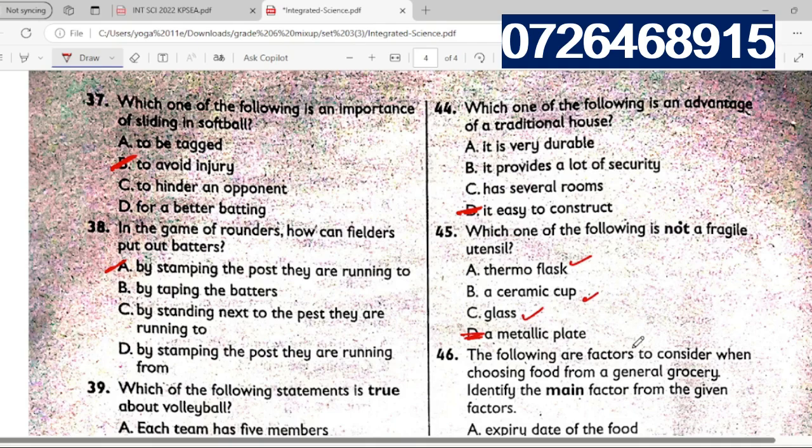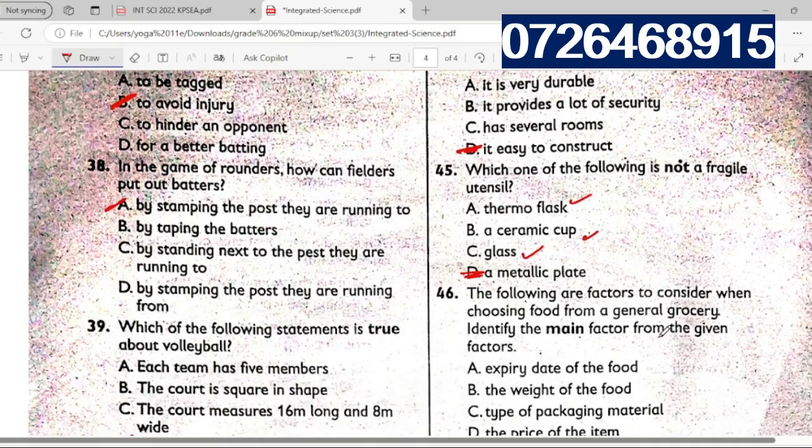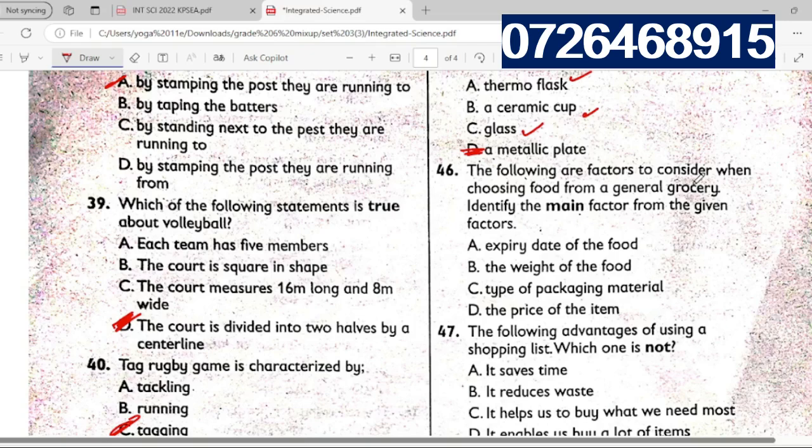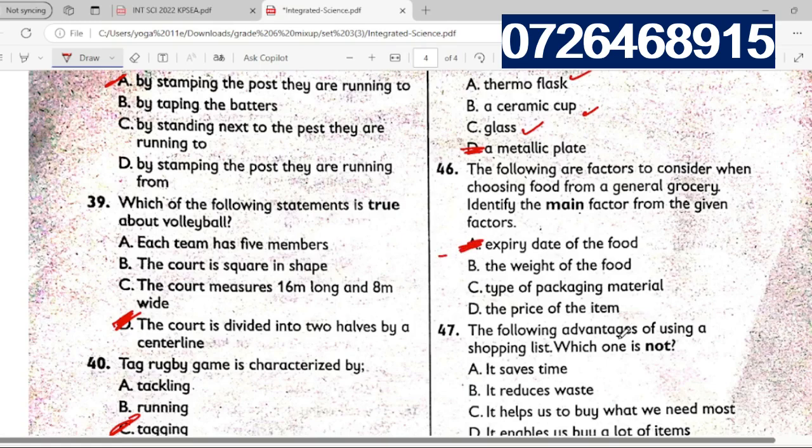The following are factors to consider when choosing food from the grocery. Identify the main factor from the given factors. The main factor is to check when it is going to expire. That is the expiry date of the food.